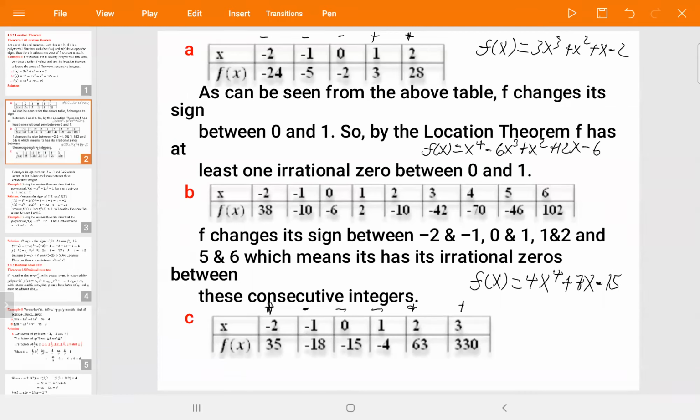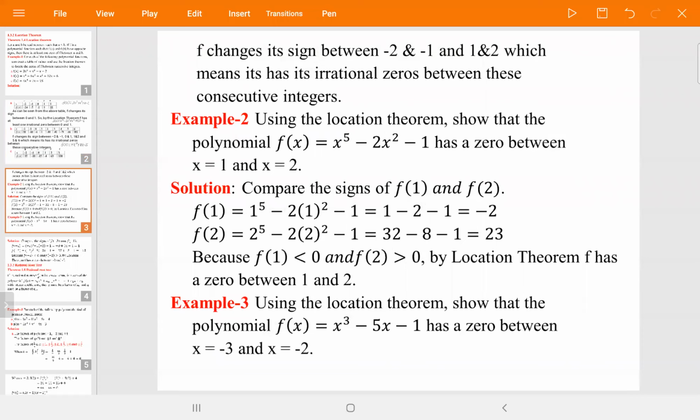Let us remember the content of location theorem. Between minus 2 and minus 1, f of x changes its sign from positive to negative, and between 1 and 2, from negative to positive. Therefore, this polynomial has at least one irrational zero between minus 2 and minus 1, another irrational zero between 1 and 2. So the correct answer for this is f changes its sign between minus 2 and minus 1, and 1 and 2, which means it has its irrational zeros between these consecutive integers.